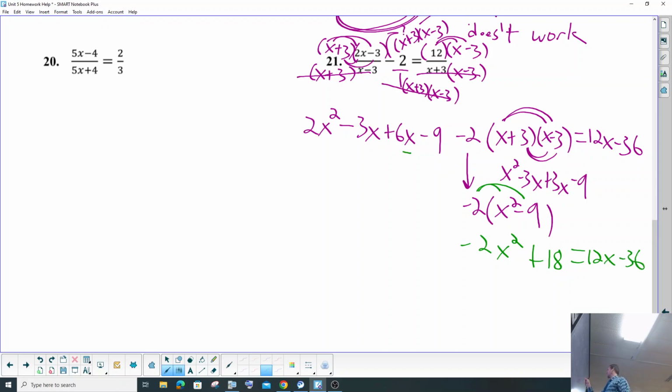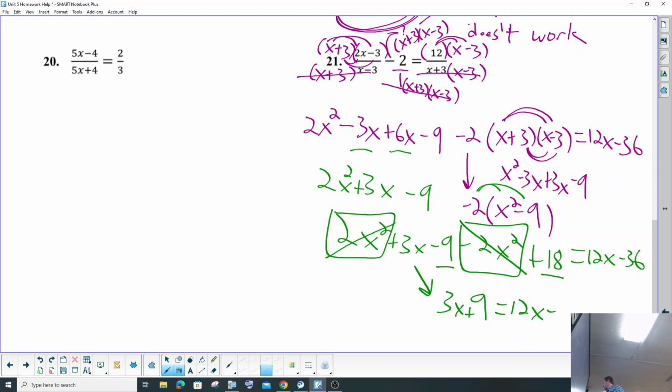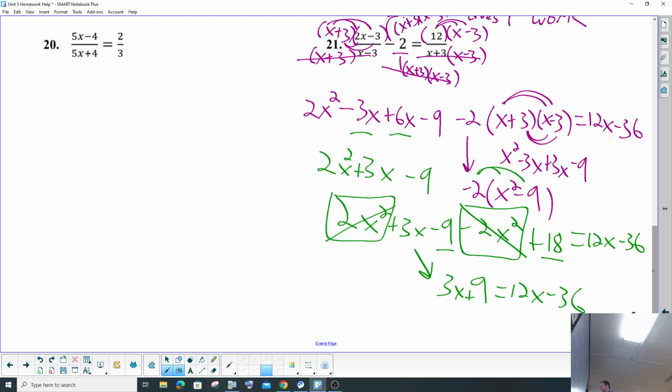Then we have a 6x with a negative 3x. 6 minus 3 is 3x. And a 2x squared minus 9. So we bring that down. Good. Okay, combine like terms. So we have a 2x squared with a negative 2x squared. Those are just going to cancel. We've got an 18 with a negative 9. That's just going to be 9. And we have a 3x by itself plus 9, equals 12x minus 36. Nice.